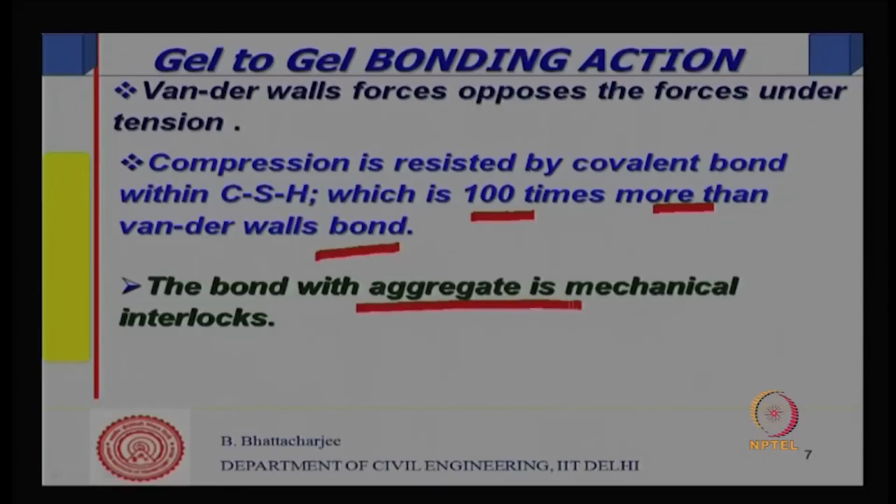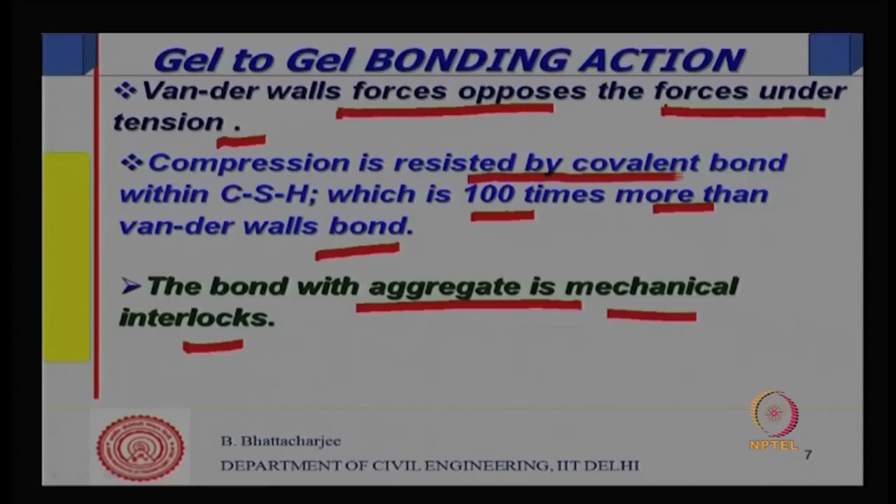Well, bond with aggregate is essentially mechanical interlock. We will come to that sometime later on. Let us see. First of all, van der Waals forces or intermolecular forces of all kinds oppose the forces under tension. Compression is restricted by covalent bonds within CSH, and that is 100 times more than the van der Waals bond. So, therefore, they are strong in compression, not so strong in tension, and of course, when it comes to aggregate, the gel to aggregate bond is mechanical interlock, right.